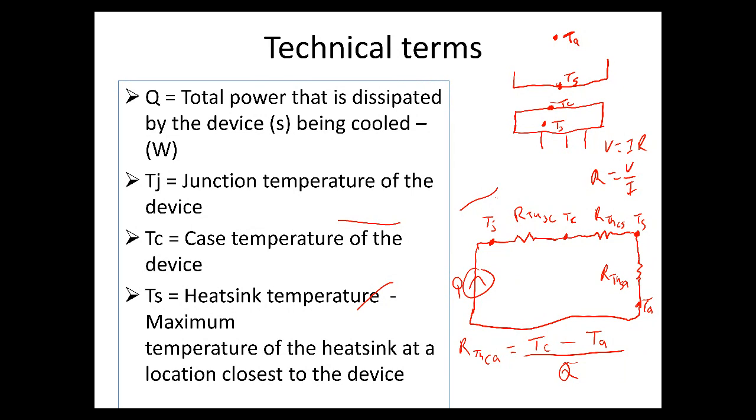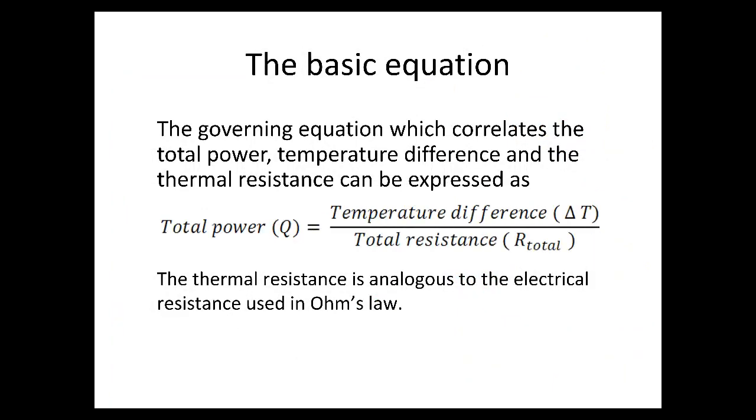You notice Q is constant throughout, because you can liken this to a series circuit. Current flowing in a series circuit is the same through all the components. So just link the two. It's very simple. I'll soon give you some questions to test you. Let me just move on to the next slide.